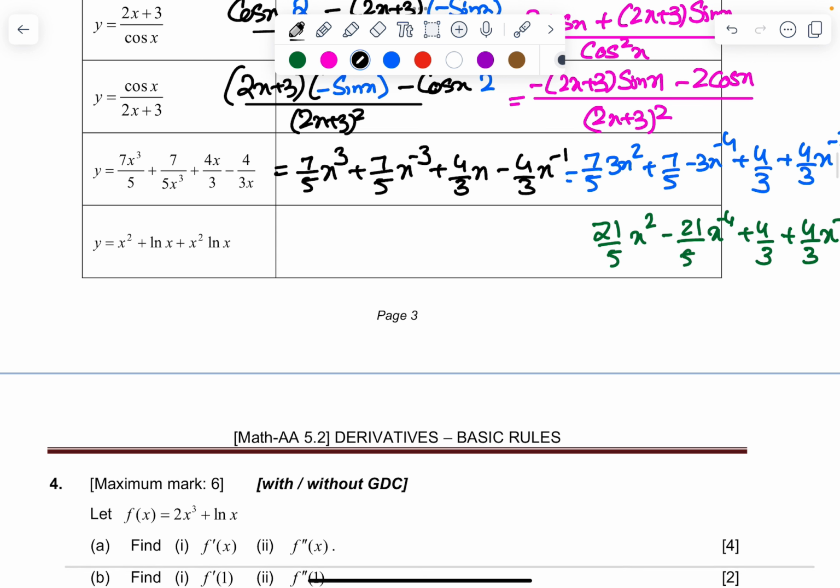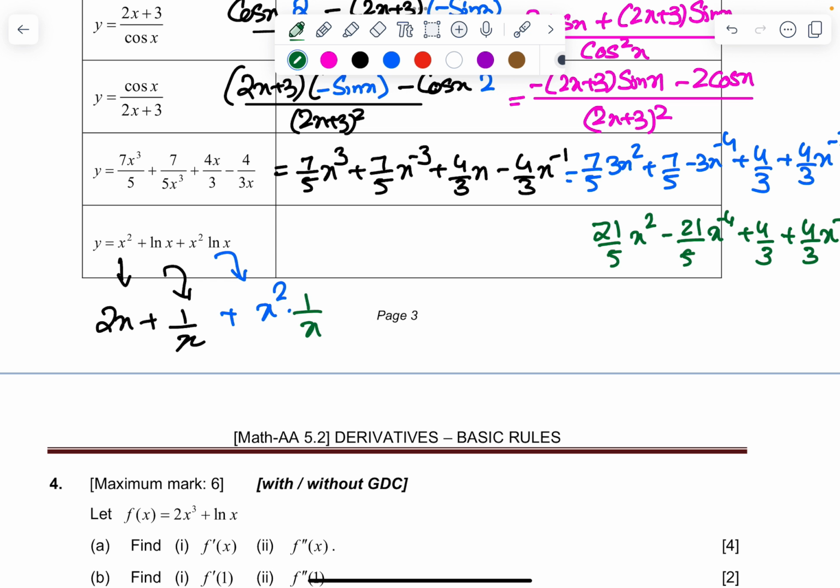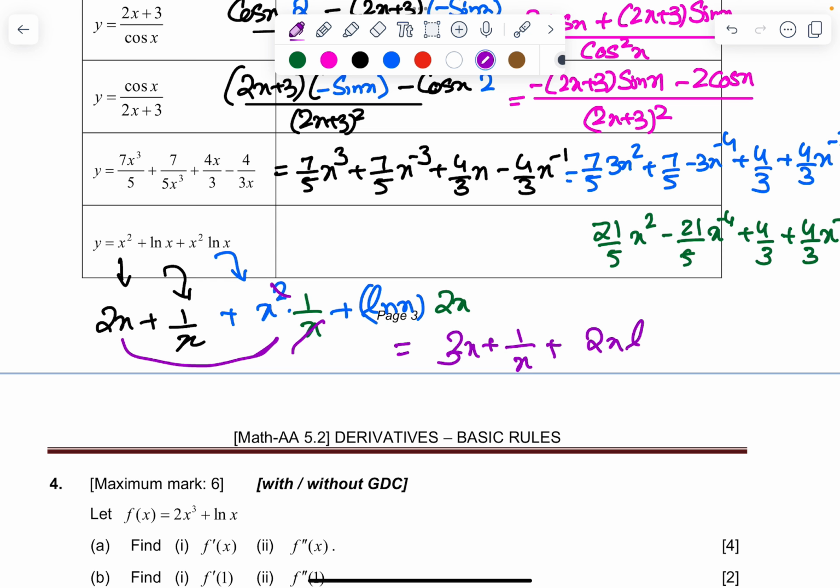Finally, the last part of the question, x square derivative is 2x and ln x derivative is 1 upon x. And for this one, I am going to write x square, ln x derivative is 1 upon x plus ln x as it is, and x square derivative is going to be 2x. So the final answer is going to be 2x plus, this is 1, 1, 2x plus x is going to be 3x, 3x plus 1 upon x plus 2x ln x. This is the answer.